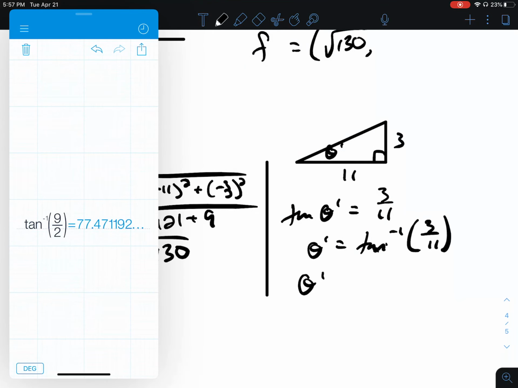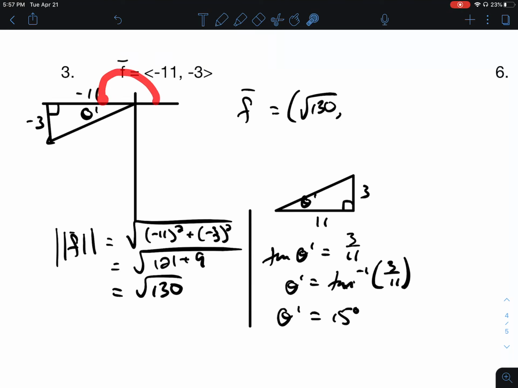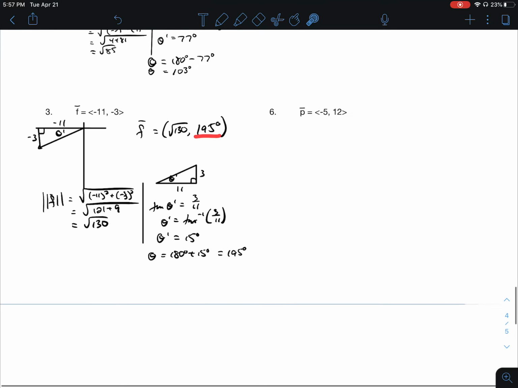Using a calculator, this is going to give me about 15 degrees. So it's 180 from here to here, and then we add 15 more. Theta is going to be 180 degrees plus 15 in this context, which is 195 degrees. Vector f, components, left 11, down 3. Or you could say I'm going to travel the square root of 130 in distance with an angle of 195 degrees from standard position.